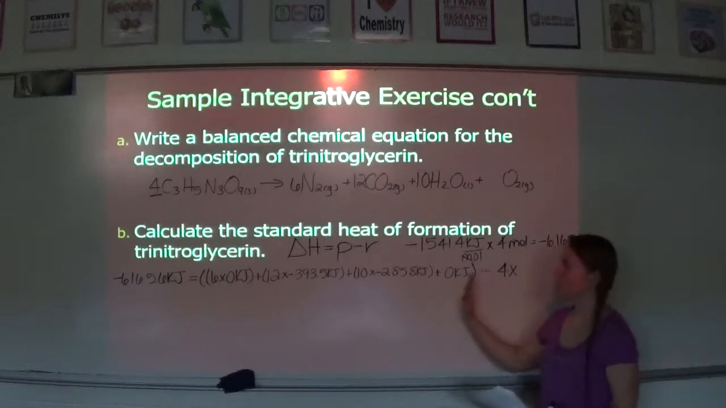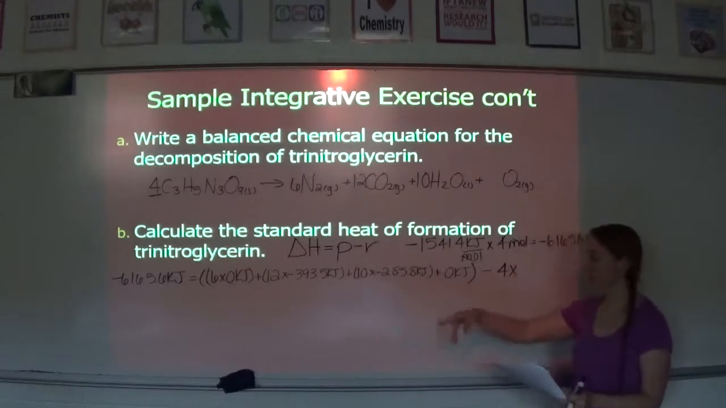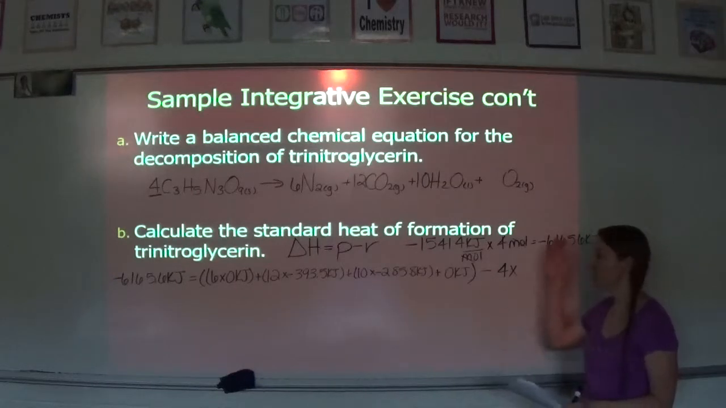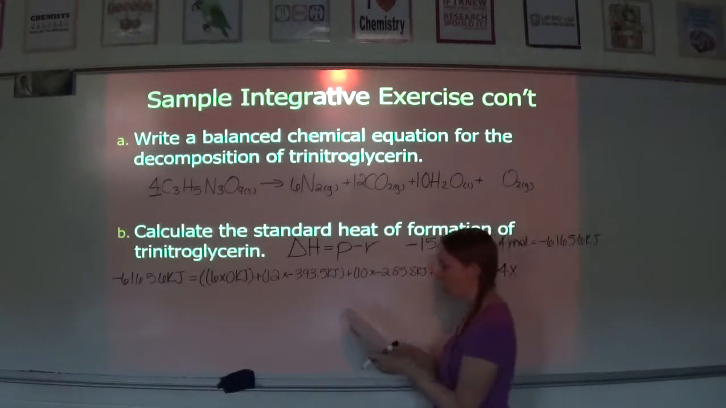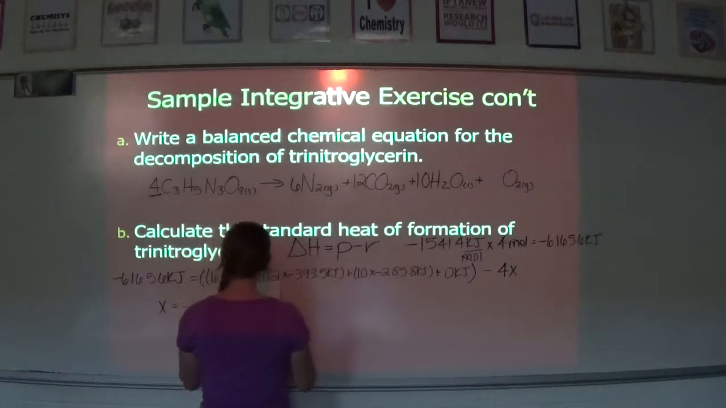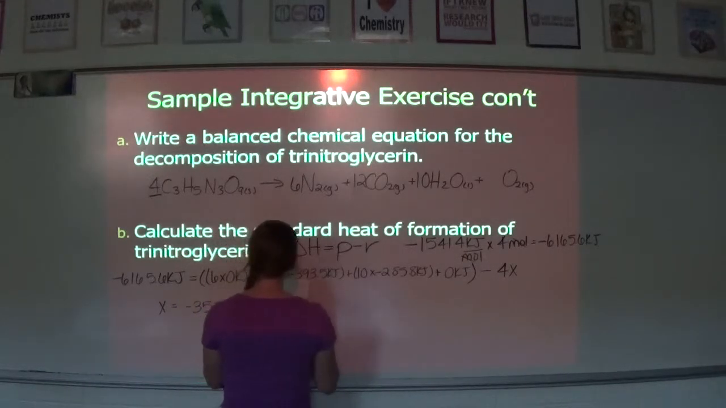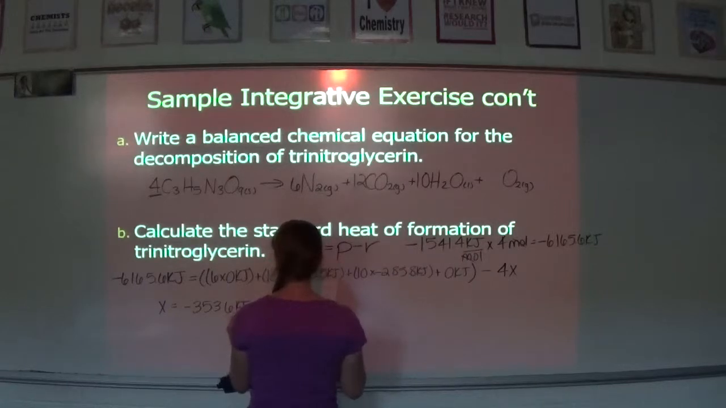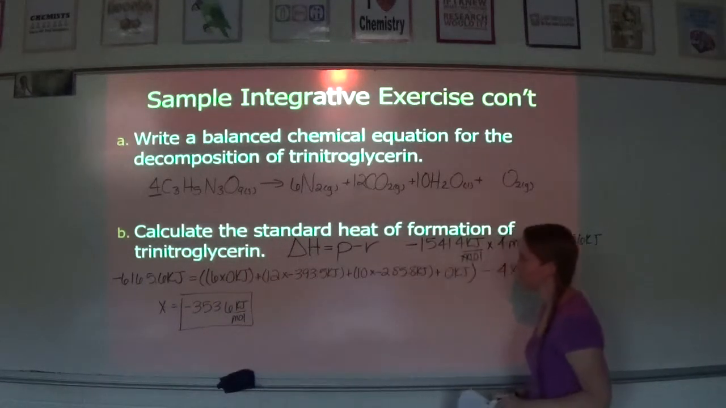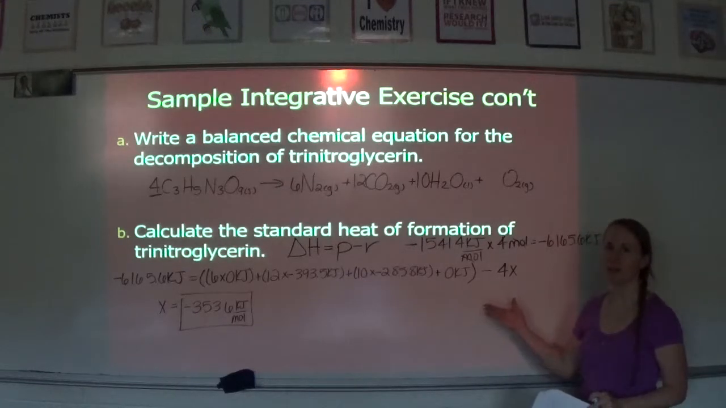Alright, so then I'm just going to combine all my like terms, get them onto the other side, solve for 4X, and of course, keep in mind it is a negative 4X. So I'm going to divide both sides by negative 4 at the end. And so once I solved all this, my X was negative 353.6 kilojoules per mole. Alright, so hopefully you can follow all that. I know that was a lot of numbers.